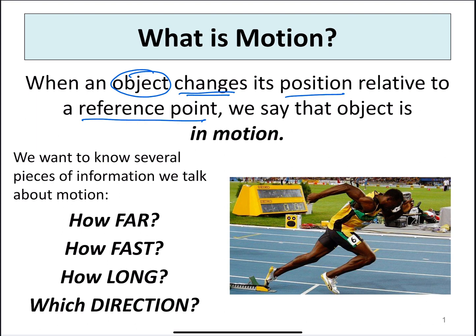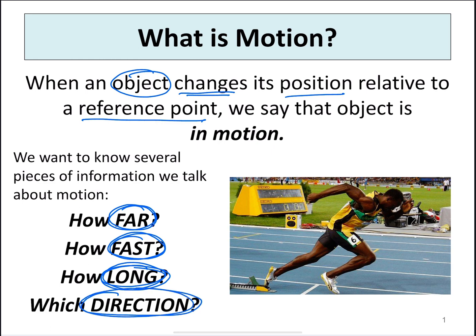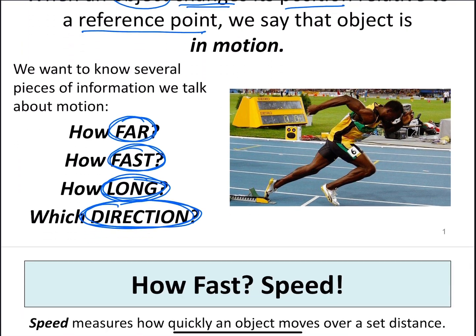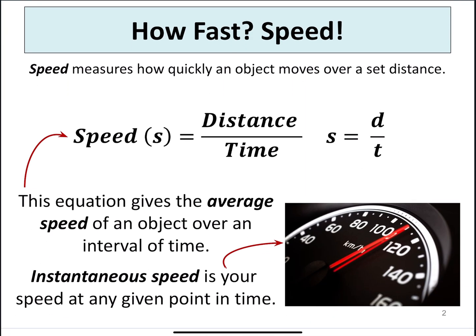When we describe this motion, we want to know several pieces of information. We'd like to know how far the object has moved. We generally want to know how fast that object has been moving. We want to know how long it's been in motion, and we'd like to know the direction that object moved. So when we have something in motion, again, these are just a couple of the questions that we like to answer. All right. So we're going to start with how fast, which deals with speed.